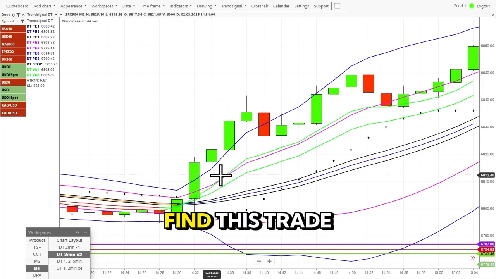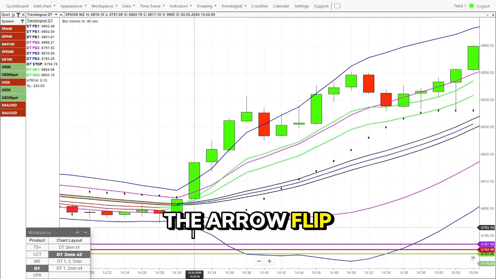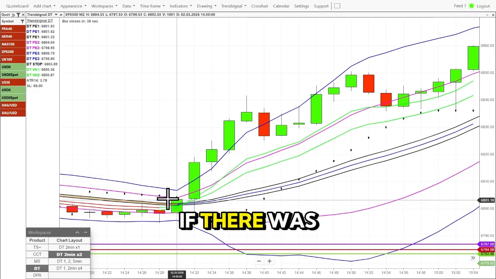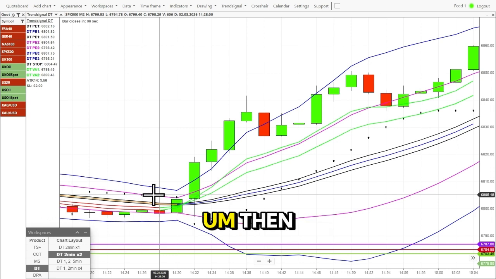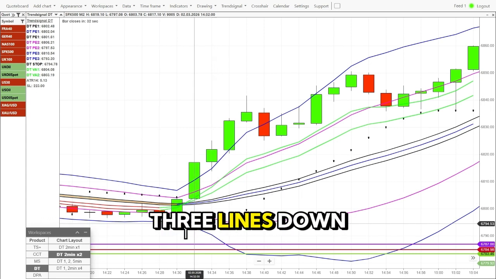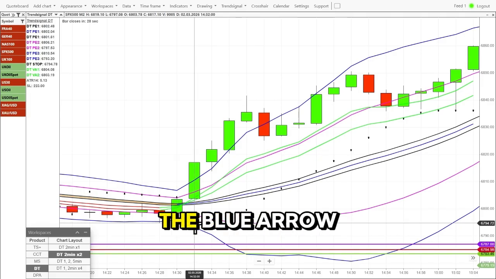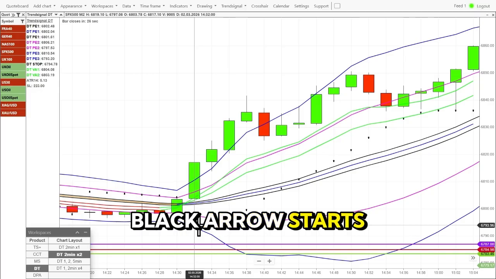But how do we find this trade in the first place? Well, first of all, we look for the arrow flip. The arrow flip indicates the end of the last trade if there was a trade available. Then we need to look at where that arrow spawns in relation to the chart. So ignore these 3 lines down the bottom. I've just drawn them, and I'll use them a little bit later. But you'll see that the black arrow starts inside the blue band.